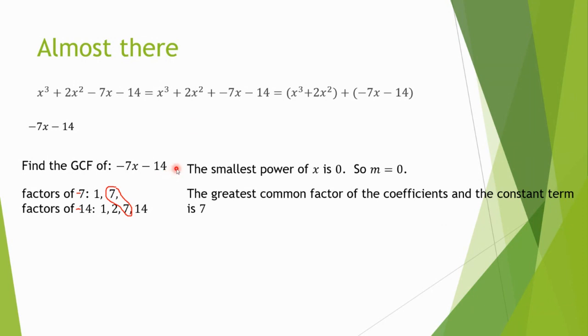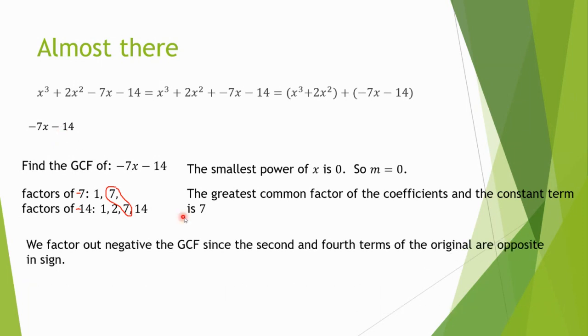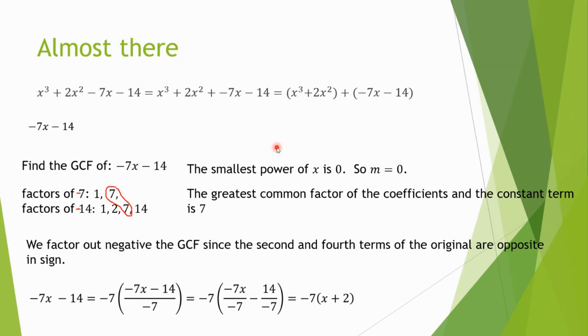But we have to be careful, don't we? The second and fourth terms are opposite in sign. So from the second group, you have to factor out negative the GCF. So negative 7 we factor out. From the second group, you can always factor a positive or negative, but here we have to factor out a negative, and that's what this is saying. Because the second and fourth terms are opposite in sign, and so we do that.